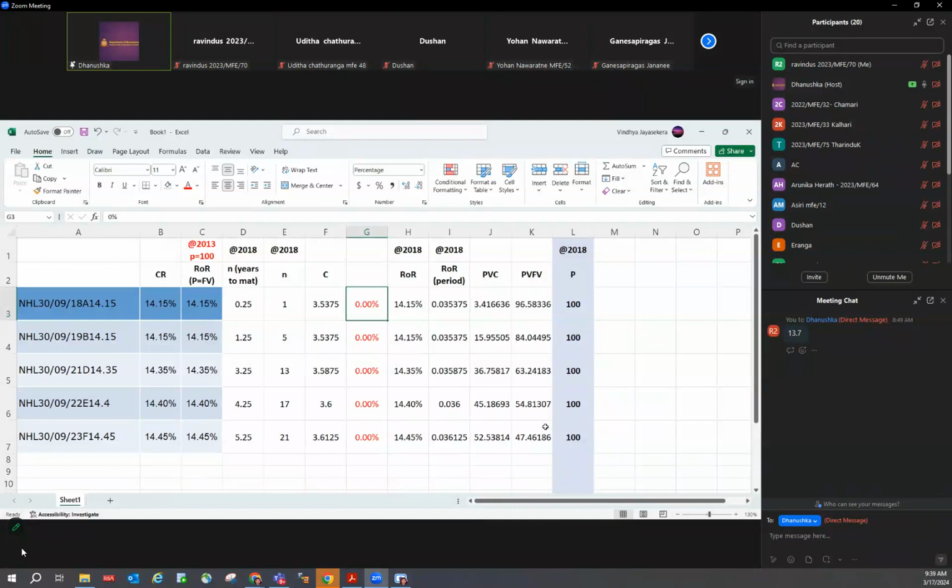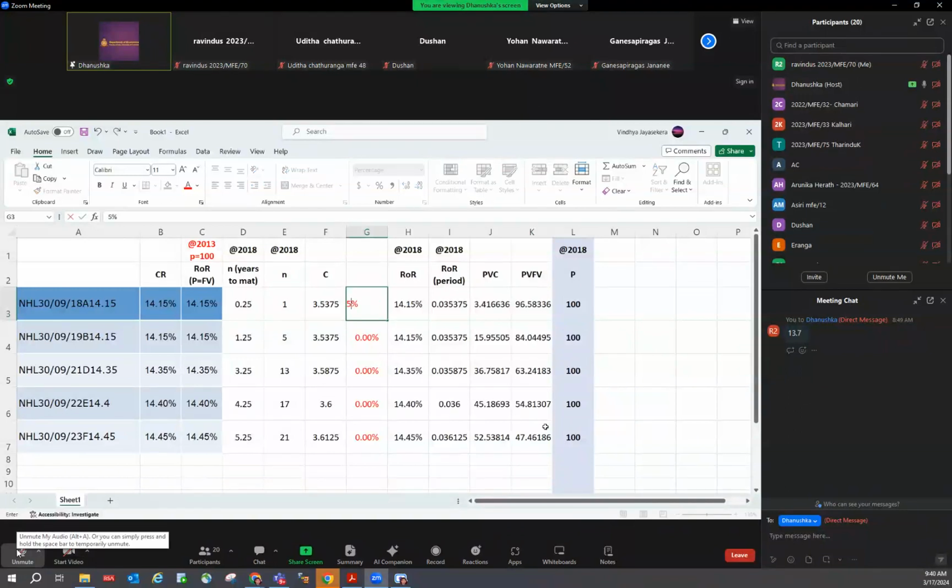Above 100, below 100? Below 100. It should come down below 100. It should be at a discount, correct? Because your required rate of return is now greater than the coupon rate. So when interest rates go up, your required rate of return will be greater than the coupon rate and your prices will now be at a discount. But which prices will be at a greater discount? Longer tenor bonds will be at a greater discount, right?